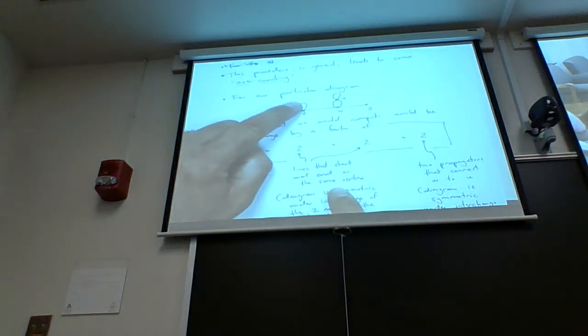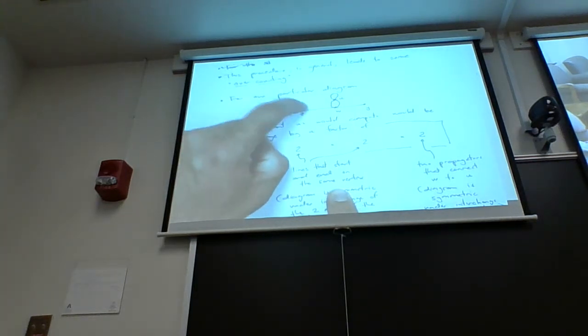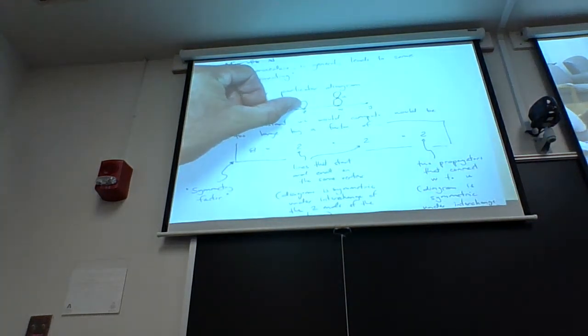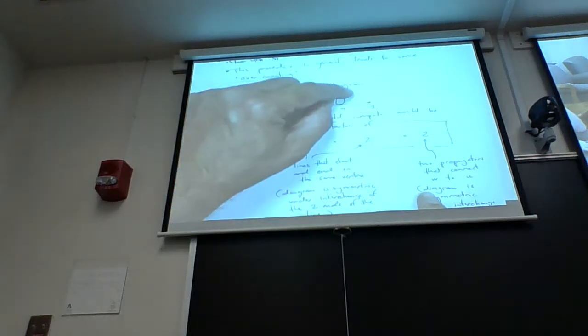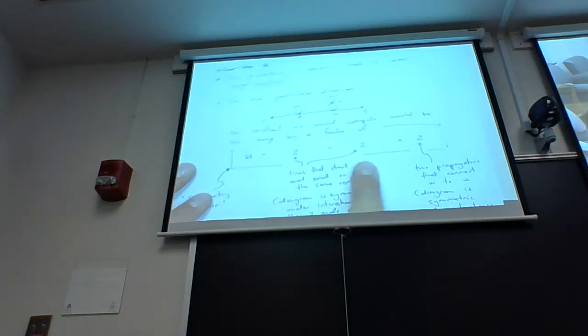Why are they factors of 2? Because I can imagine cutting that loop right there, and then flipping the propagator, this propagator that completes this thing, right here and here. And so I have 2 possible ways that I can do that. So that gives me these 2 factors of 2.